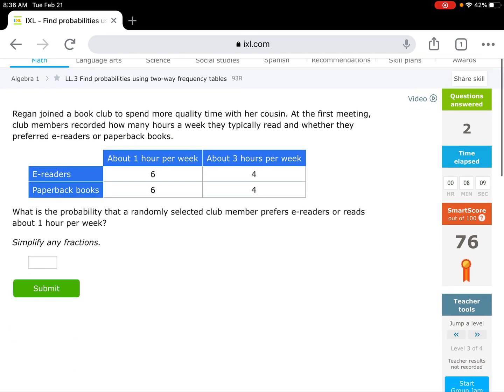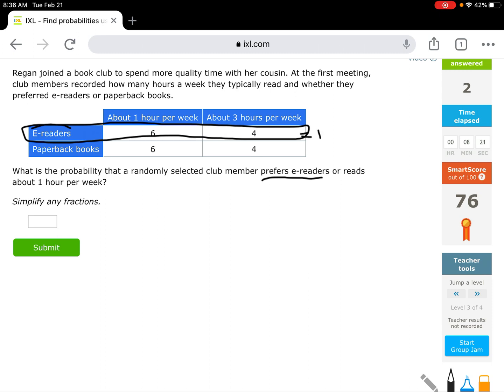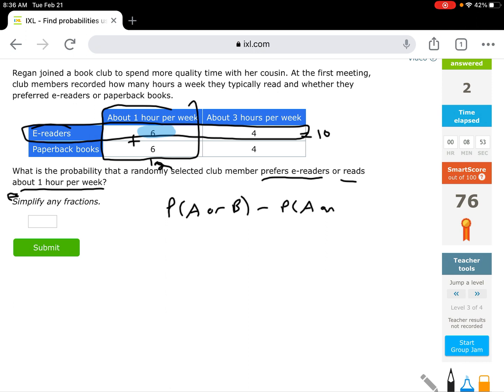Okay, so here's another. I want to do one more of these. Here prefers e-readers, which is this, and that's a total of 10, right? And then reads about 1 hour per week, and that is this, which adds up to be 12. So here you have the intersection right here is both of those. So we're going to go ahead and use this probability rule where we're going to do the probability of A or B minus the probability of A and B.